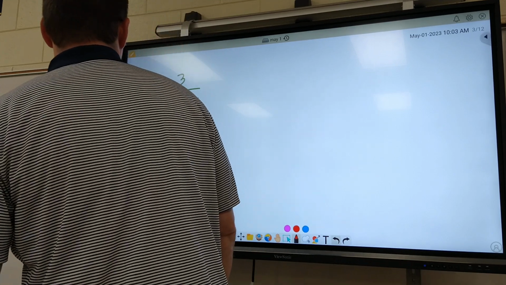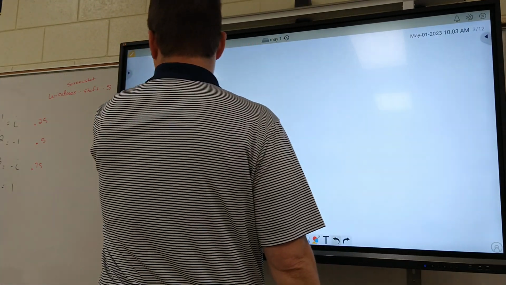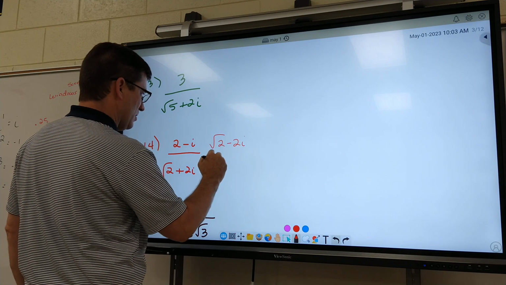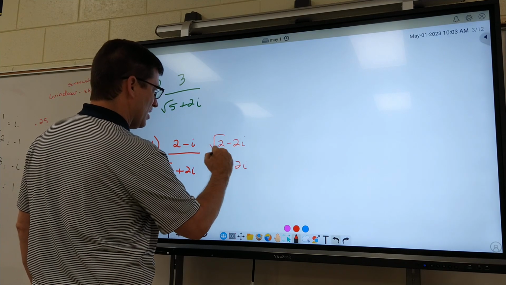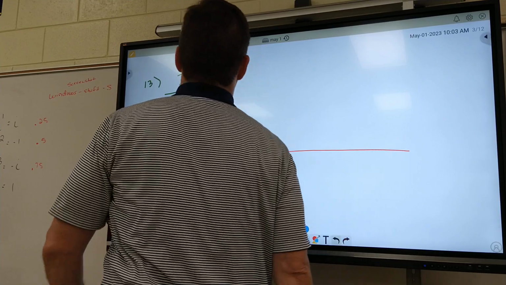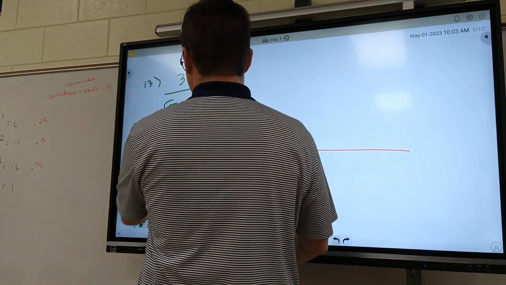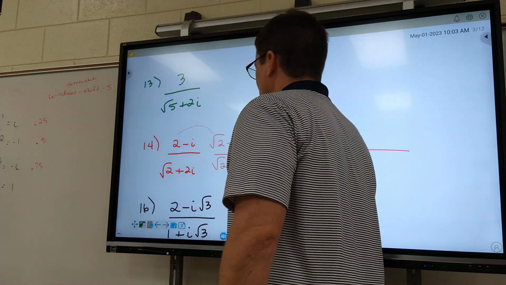What's going to be our conjugate? It's going to be root 2 minus 2i. All right, let's try to foil the top. The bottom is probably going to be easy. Look at the top. What do I get when I times these two?